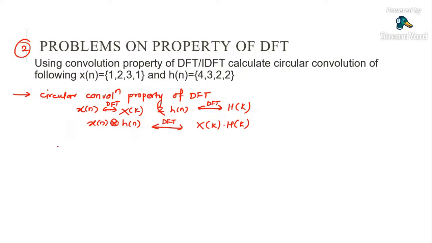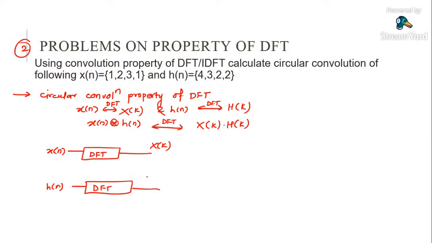Now while solving the problem, what you have to do is take x of n and find out its DFT, that will produce x of k, then take h of n and find out the DFT of it. What you will get is h of k. Then multiply them.